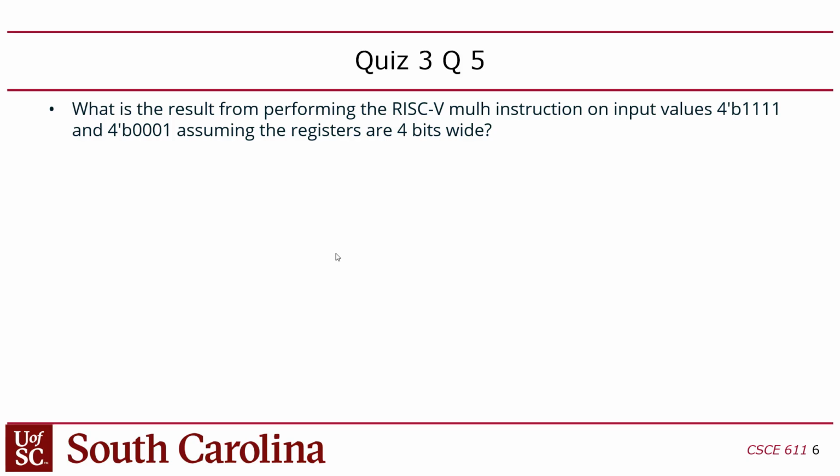So the first number is -1, right? All ones is -1 when interpreted as a signed value. And 1 is 1, so -1 times 1 is -1. And so the upper 4 bits should be 1111, right? Make sense? So 1 times -1 is going to be -1, meaning 8 ones. So the upper and lower bits of the product would be all 1s, right? So MULH would give you all 1s. Okay, right, so that was the quiz.